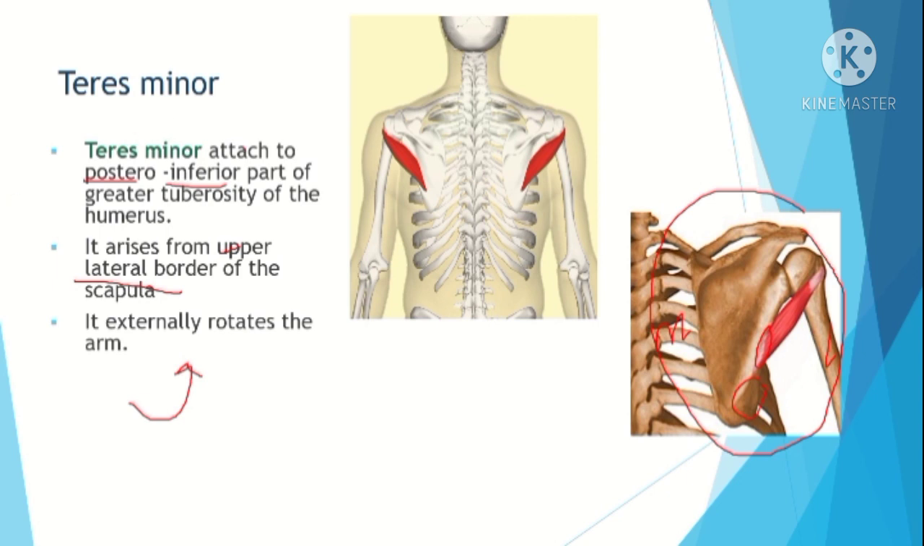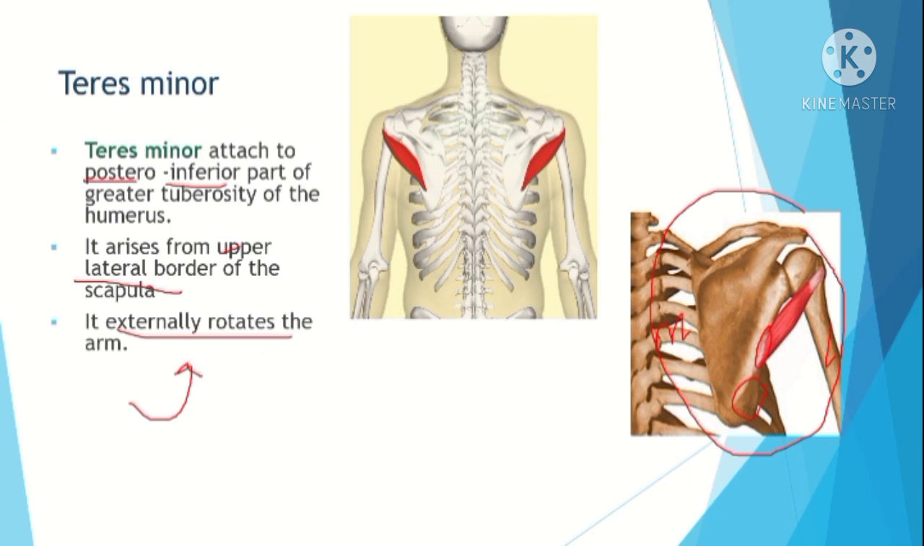Then what is the function? A similar function to what we learned about the infraspinatus: external rotation of the arm. All these terms we will be learning in general anatomy. Don't worry, I'll be posting one more video regarding this. Just focus on these muscles. Three muscles we learned: supraspinatus, infraspinatus, and teres minor. Supraspinatus covers the upper part of the greater tuberosity, infraspinatus covers the whole posterior part, whereas the teres minor covers the inferior part of the greater tuberosity. It means it is totally covered by three muscles.